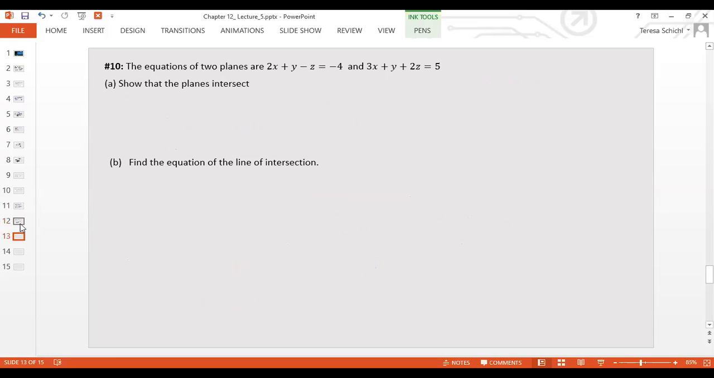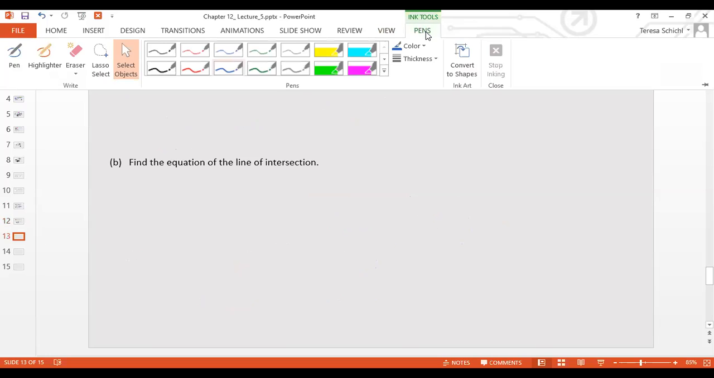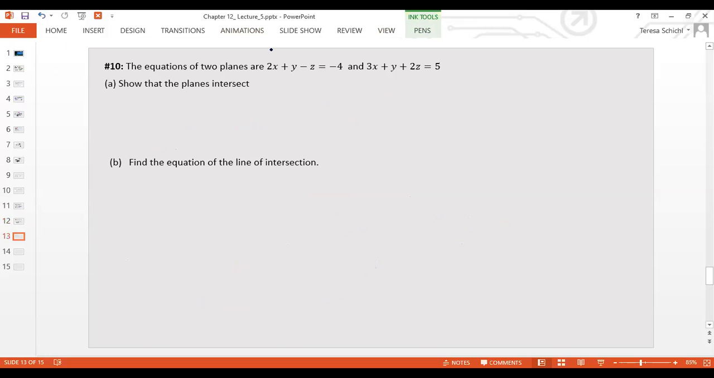Let's take a look at a few more of these planes problems. As long as you capture the concept about normal vectors, a lot of these problems are very simple. The first one says the equations of two planes are given, and show that these planes intersect. So the normal vector for this plane is 2, 1, -1.